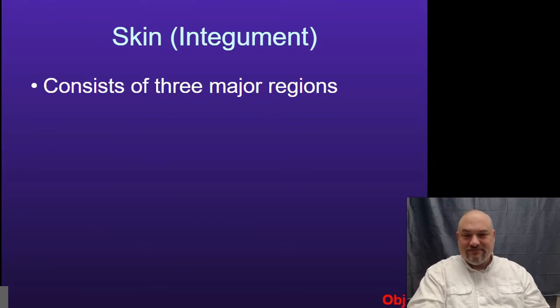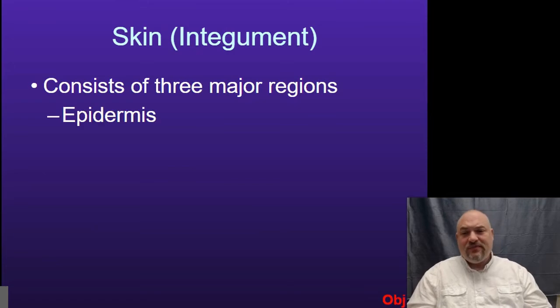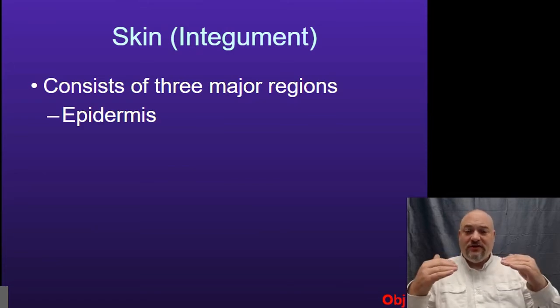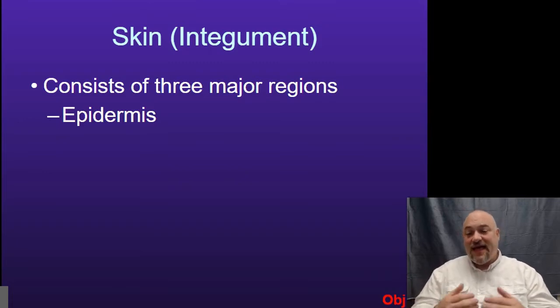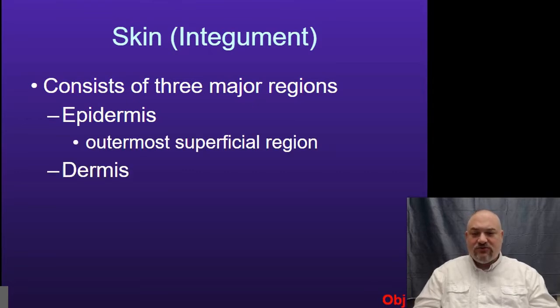All right. So our skin consists of three major parts, which is part of how we're going to break down these notes. The most superficial, the part you see when you look at somebody next to you, if you're lucky enough to have somebody sitting next to you right now, is the epidermis. Epi for on top, of the dermis. So outermost, most superficial region.